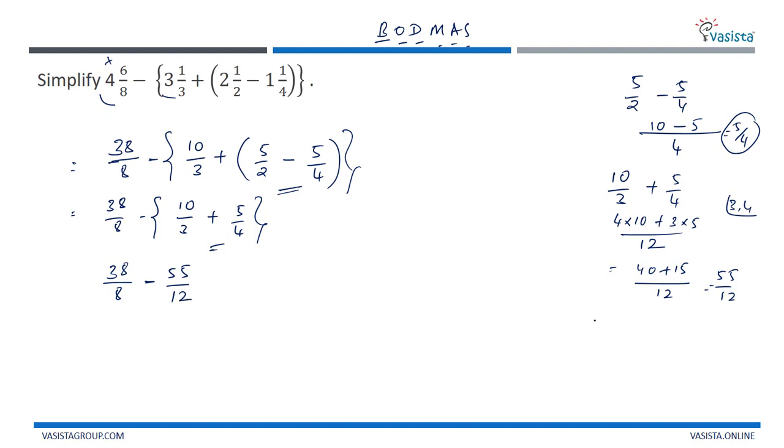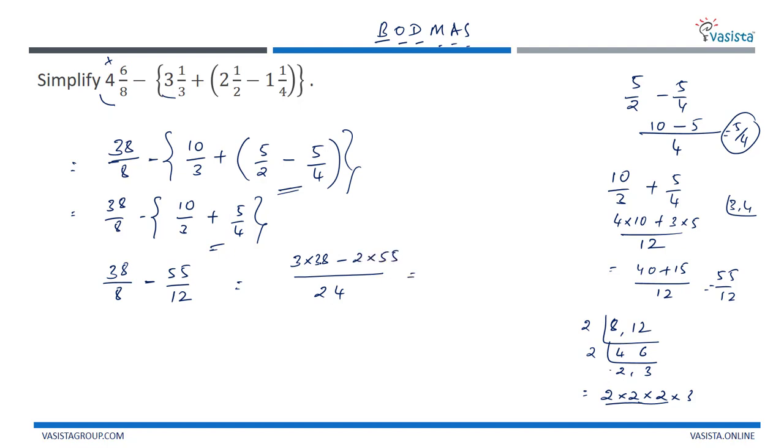Now take the LCM for 8 and 12. Let me go with division: 2 4s are 8, 2 6s are 12, again 2 2s are 4, 2 3s are 6, further division is not possible. So the LCM is 2 into 2 into 2 into 3, that is 2 2s are 4, 4 2s are 8, 8 3s are 24. So 24 is the LCM, right? 8 3s are 24, and 12 2s are 24, so 3 into 38 minus 2 into 55 over 24.